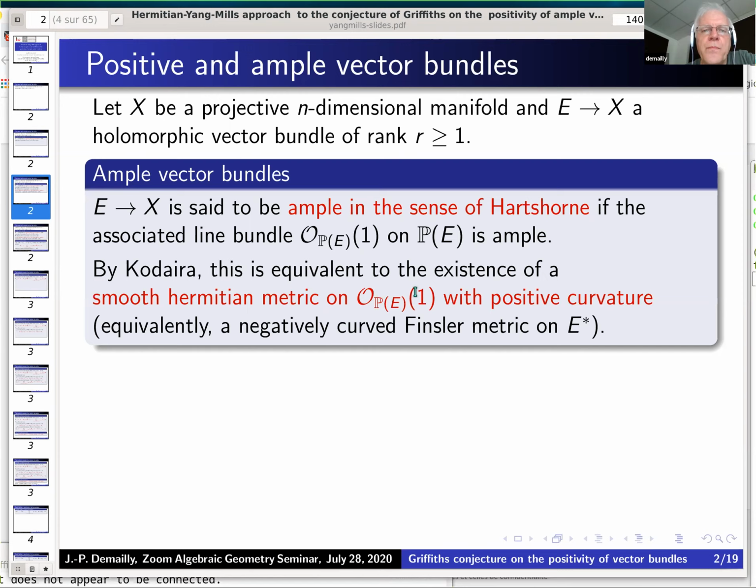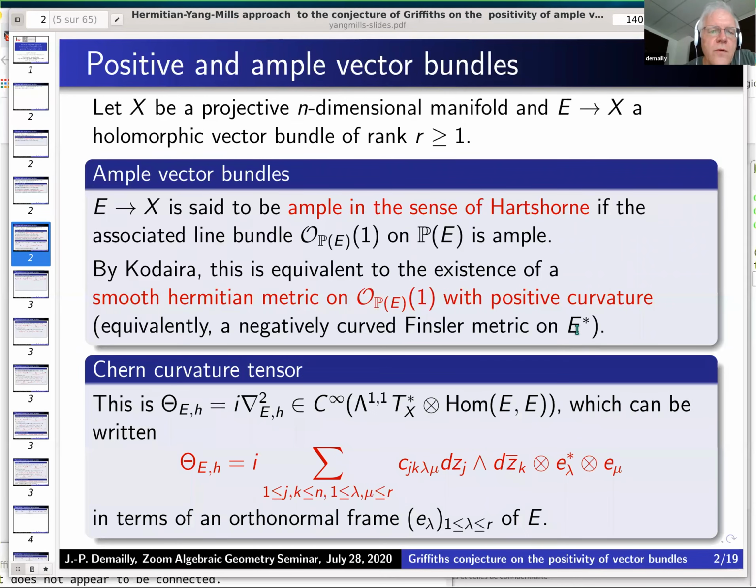This is equivalent to the existence of a smooth Hermitian metric on that line bundle with positive curvature. Or equivalently, you may think of a Hermitian metric on O_P(1) or O_P(-1) as a Finsler metric on the dual bundle E star, because actually O_P(-1) consists of lines in E star. And of course, having a Hermitian metric on each of those lines means that you have a Finsler metric on E star, namely some sort of gauge function, but without the Hermitian property.